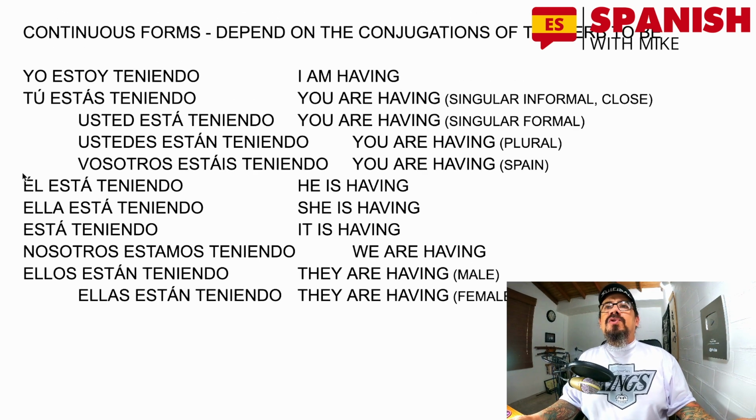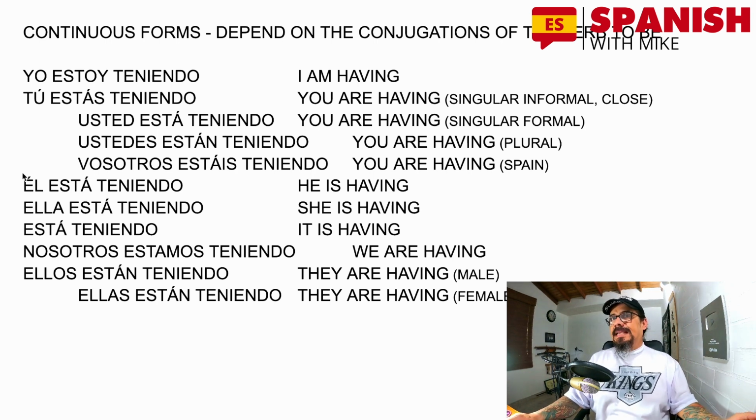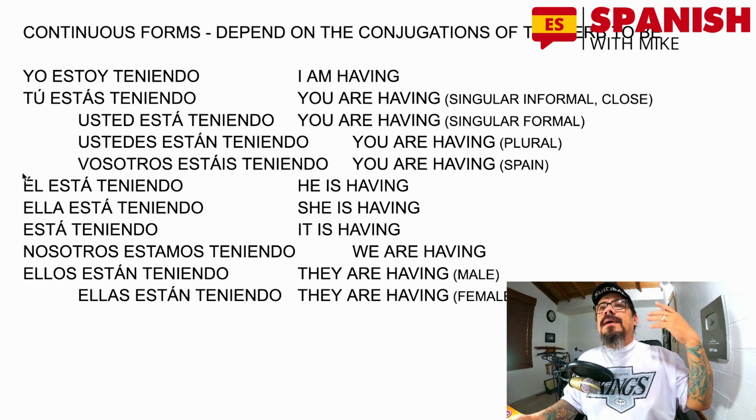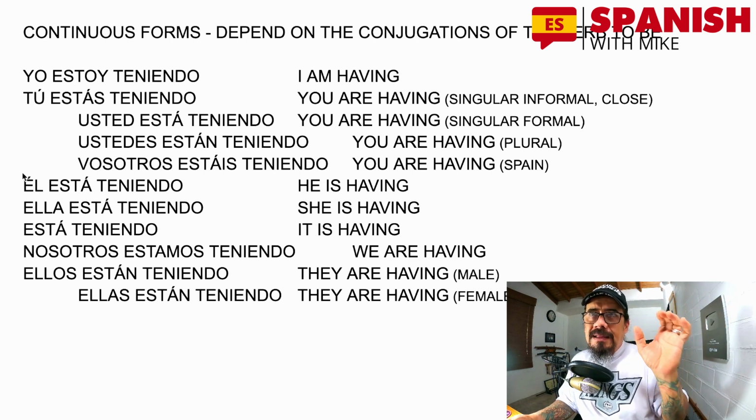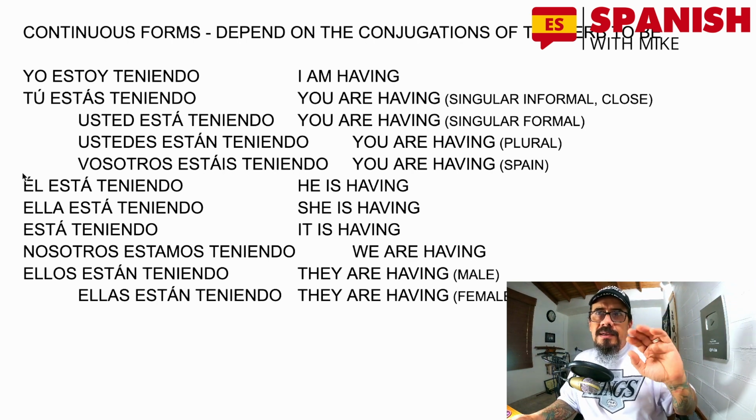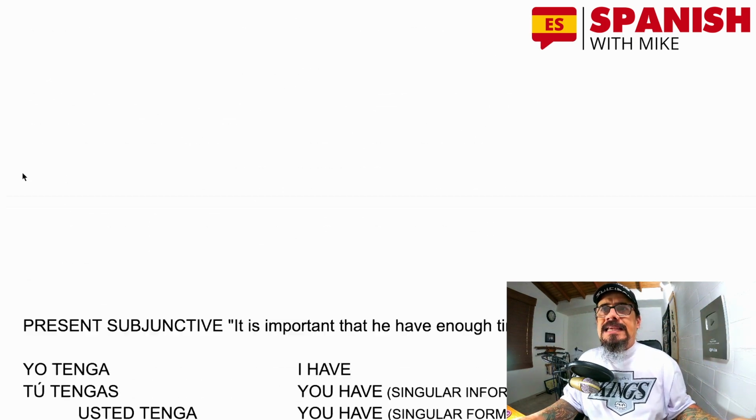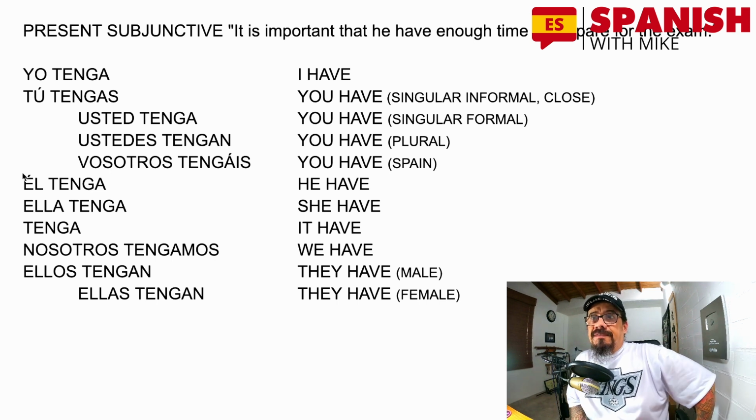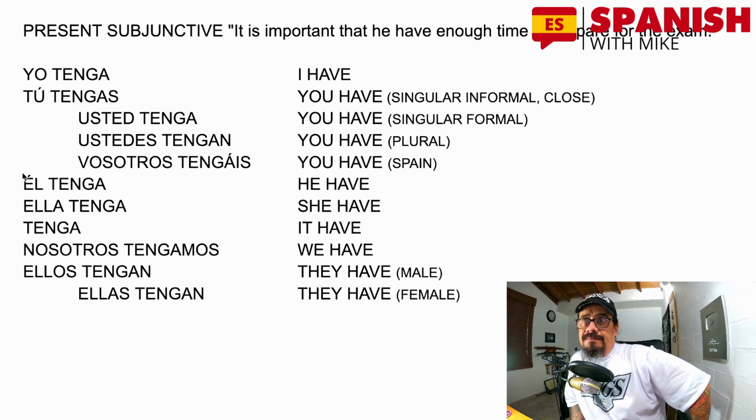Yo estoy teniendo problemas. I am having trouble. Estoy teniendo problemas. And so, estaré teniendo, I will be having. Estaba teniendo, I was having, and so on, depending on the conjugations of the verb to be. So, teniendo is basically having. Now let's go to the present subjunctive. In sentences like, it is important that he have enough time to prepare for the exam.